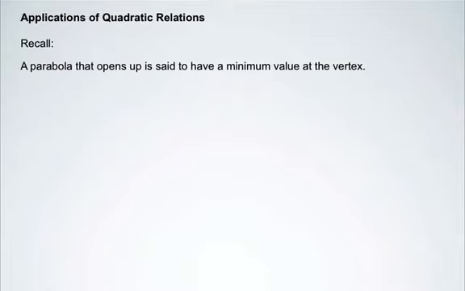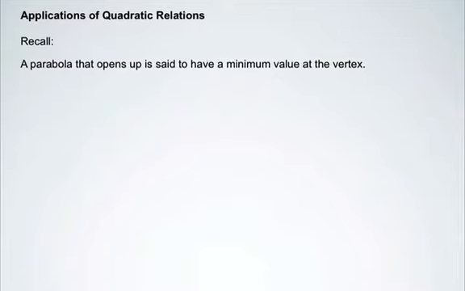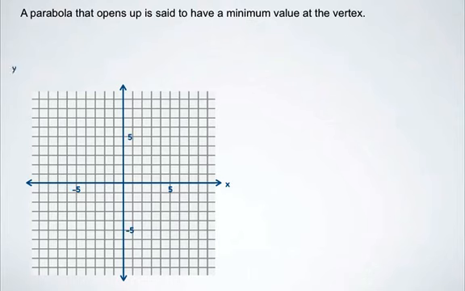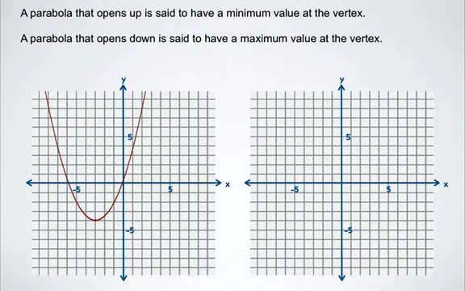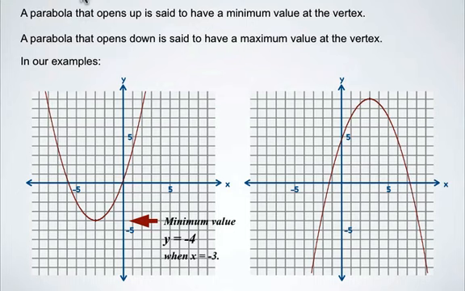Recall, a parabola that opens up is said to have a minimum value at the vertex. Here's one that is opening up. It has a minimum value. The parabola that opens down is said to have a maximum value at the vertex. In our examples, the minimum value is here at y equals -4, when x is equal to -3. In this one, the maximum value is y equals 9, when x is equal to 3.